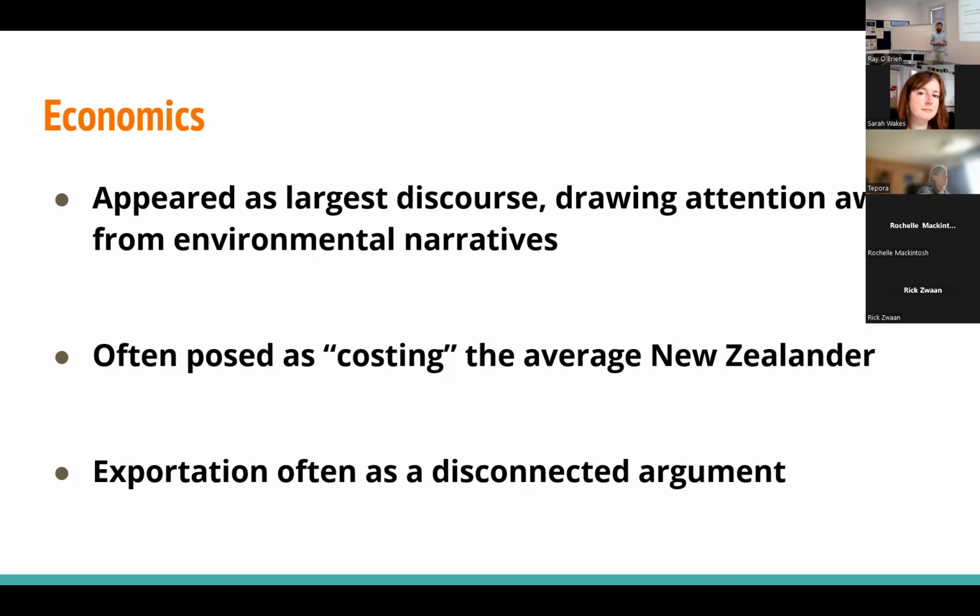But the issue was a lot of these arguments were disconnected. They weren't supported. They didn't emphasize the fact that this is incredibly hard to do, and there actually isn't an export market for it right now. There's no market for green hydrogen.